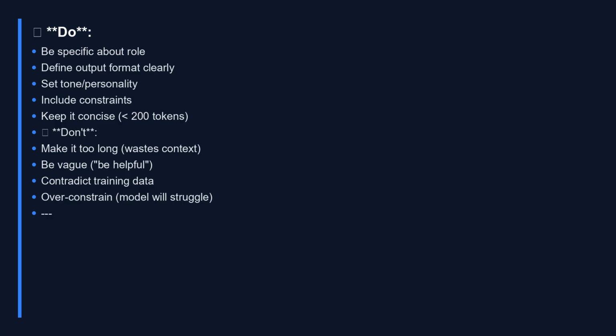A few hard-won rules for system prompt design. Do be specific about the role. Define the output format explicitly. Set tone and personality clearly. Include any important constraints and keep the whole thing under 200 tokens to preserve context budget. Don't write a novel. Long system prompts waste tokens and often confuse rather than guide. Don't be vague. "Be helpful" tells the model nothing it doesn't already know. Don't contradict what the model learned during training, and don't over-constrain. If you pile on too many rules, the model will struggle to satisfy all of them simultaneously.